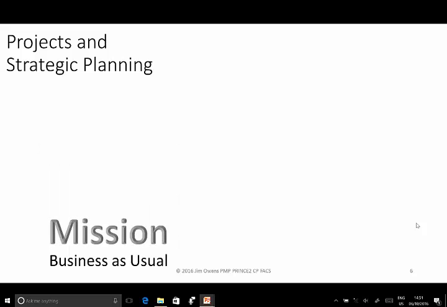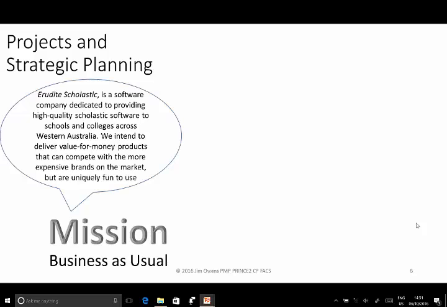An example of a mission statement might be, Erudite Scholastic is a software company dedicated to providing high-quality scholastic software to schools and colleges across Western Australia. We intend to deliver value for money products that can compete with the more expensive brands in the market but are uniquely fun to use. The organisation will constantly work every day to maintain this mission.